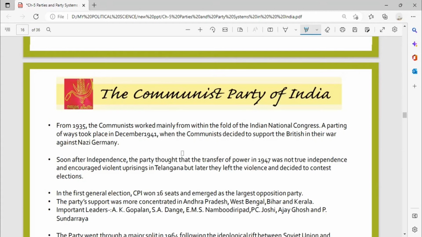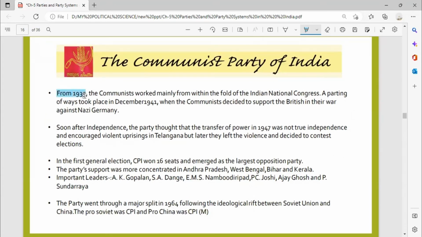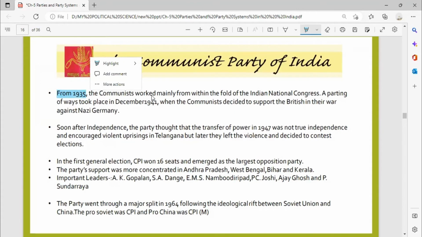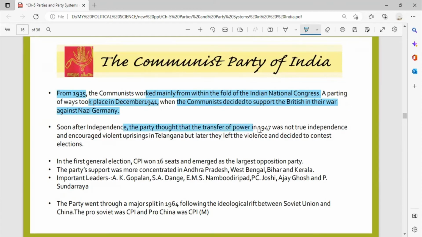So the Communist Party, from 1935, worked mainly from within the folds of the Indian National Congress. As I told you, a parting of ways took place in December 1941 when communists decided to support the British in the war against Nazi Germany. Soon after independence, the party thought that the transfer of power in 1947 was not true independence, and encouraged violent uprising in Telangana. But later they left the violence and decided to contest elections.